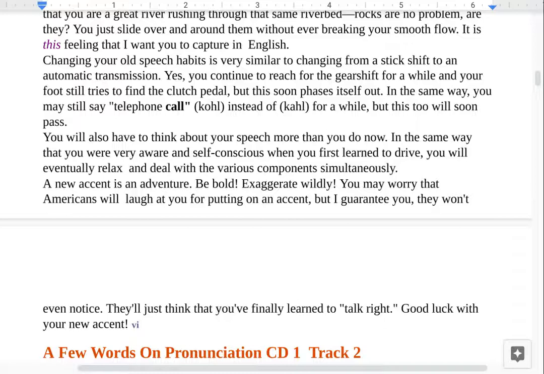A new accent is an adventure. Be bold. Exaggerate wildly. You may worry that Americans will laugh at you for putting on an accent, but I guarantee you they won't even notice. They'll just think that you finally learned to talk right. Good luck with your new accent.